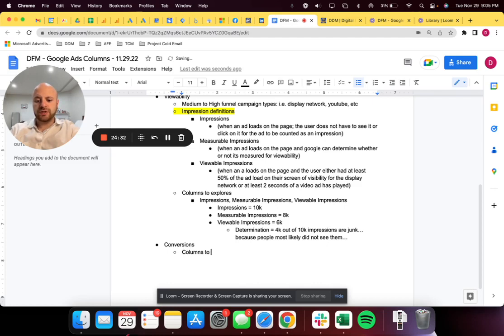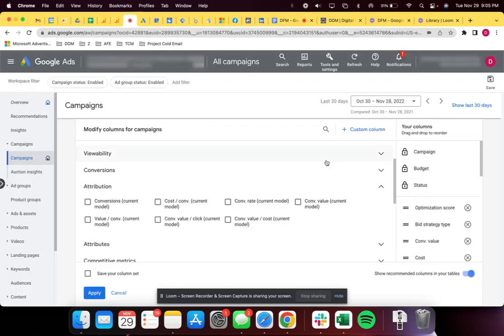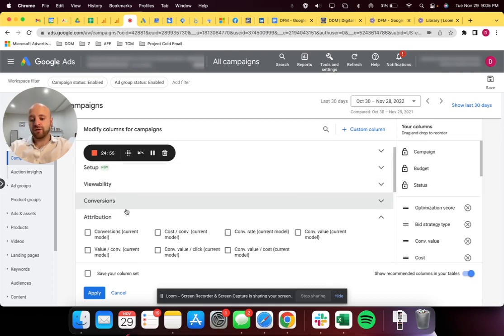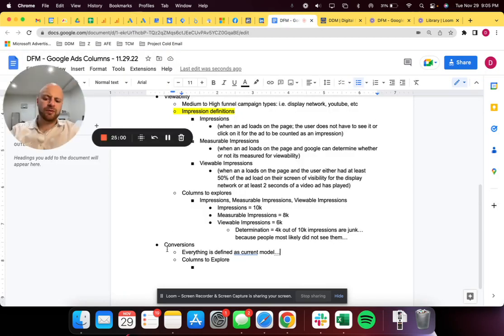Columns to explore. I'm going to say everything is defined as current model. So what that really means and how that's different from your normal conversion. I'm sorry, this isn't conversions. I skipped over conversions and went straight to attribution. I think we should back up. This is really attribution. I'm sorry, guys.